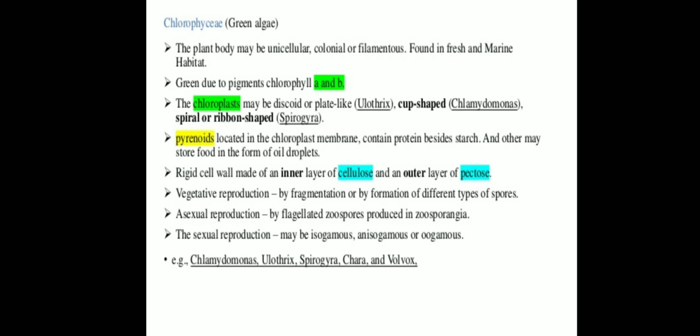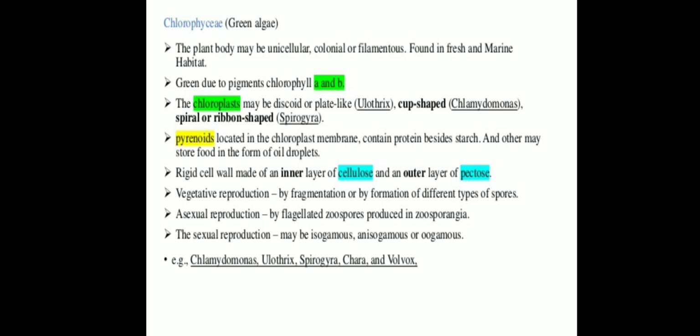So let's see the characteristic features of green algae. The plant body may be unicellular, colonial or filamentous. They are found in fresh and marine habitats. And the color is green due to pigments chlorophyll A and chlorophyll B. The chloroplast may be discoid or plate-like. So chloroplast has various shapes. It may be discoid or plate-like.